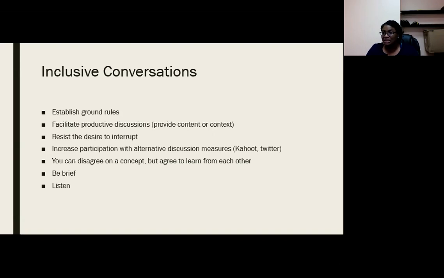It does two things. First, it allows that student to feel like they're heard, but two, it allows you to consciously make an effort not to be partial in the conversation. And the way that you can combat that is to include everyone into the conversation. You can increase participation with alternative discussion measures.